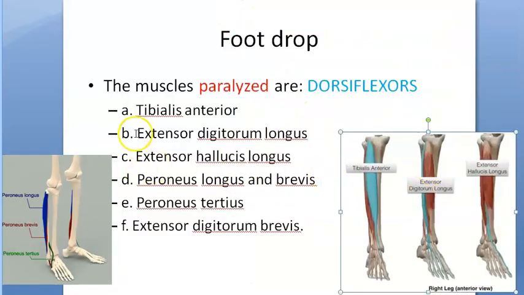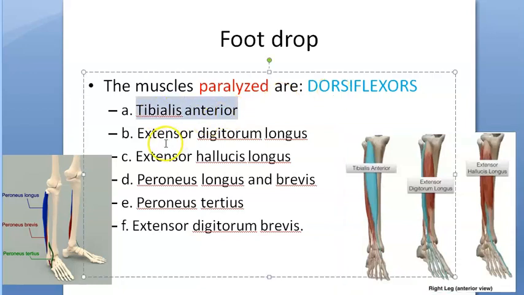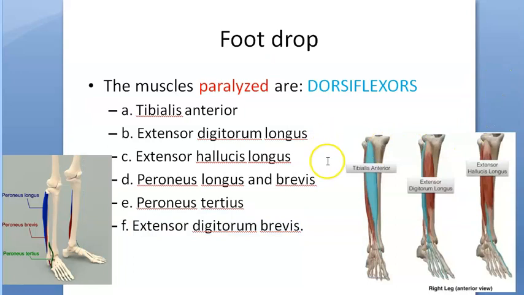So which are the muscles which are paralyzed? The dorsiflexors: the tibialis anterior, extensor digitorum longus, extensor hallucis longus, peroneus longus, brevis, peroneus tertius, and some extra one which we didn't mention in the photos, extensor digitorum brevis. See, extensor digitorum longus and extensor digitorum brevis. These are the muscles which are affected in foot drop.